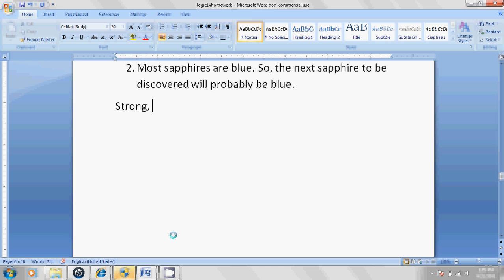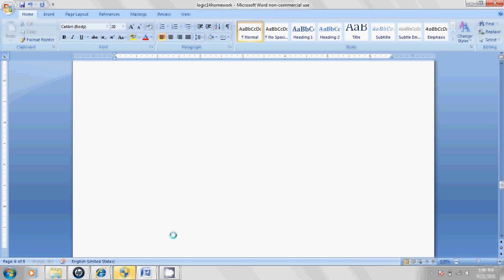It's making strong that if most sapphires were purple, or most sapphires are green, then the next one will probably be blue. If we were to assume all that's true, we would realize that's the conclusion. The question is, is this cogent or uncogent? Well, sapphires are blue, so we know the premise is true, therefore the conclusion is likely true. It's strong.